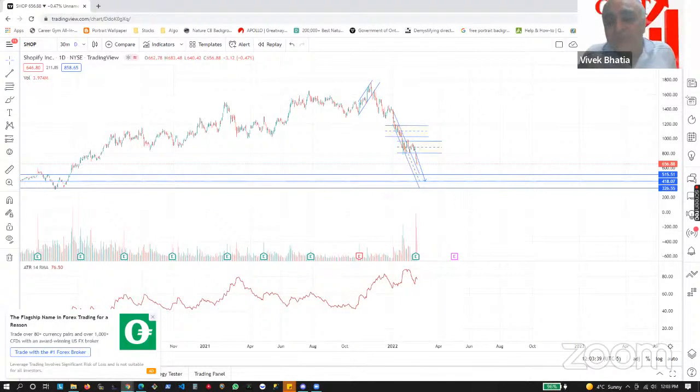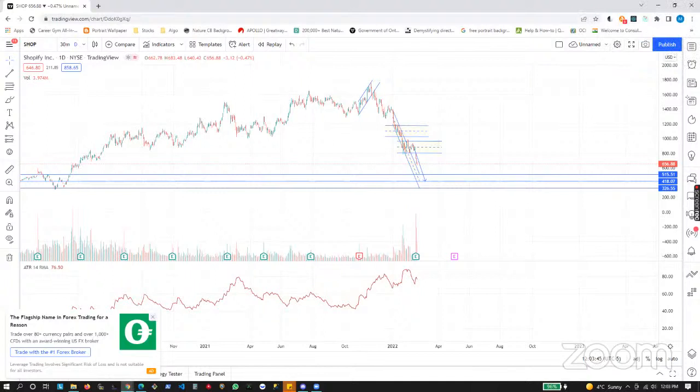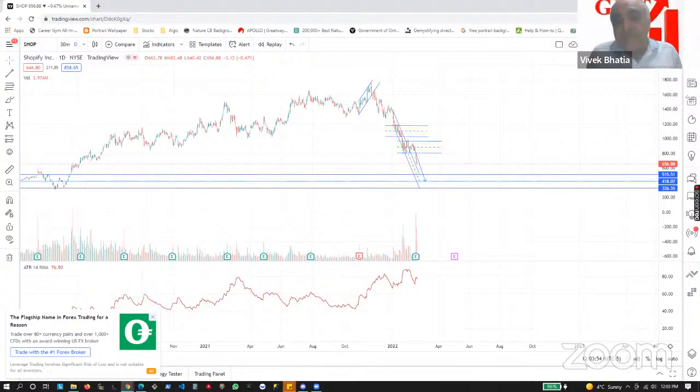Once the market changes the trend, not before that. Like Kamal mentioned, I hope March will be the beginning. March second week is going to be the beginning of a bullish market, but we never know, right? Anything can happen anytime.